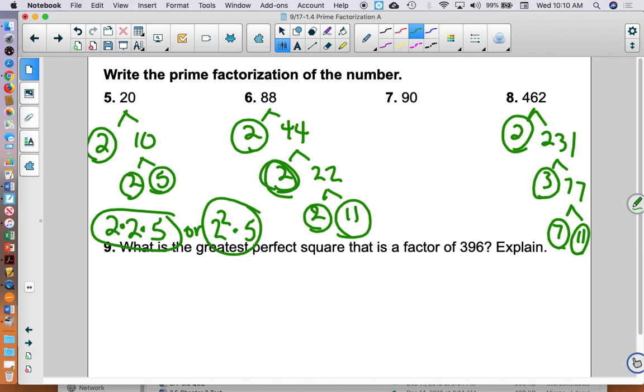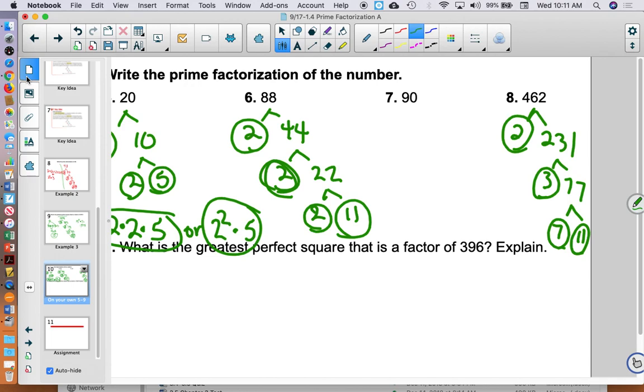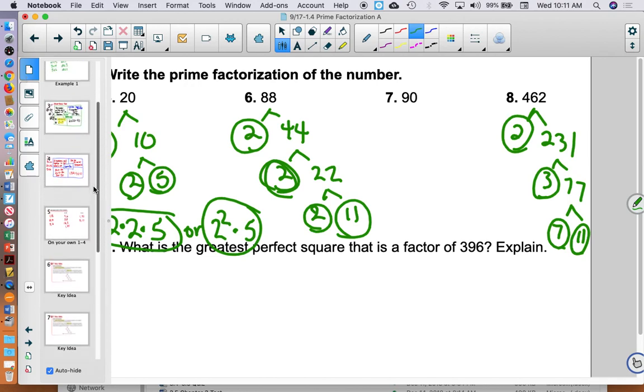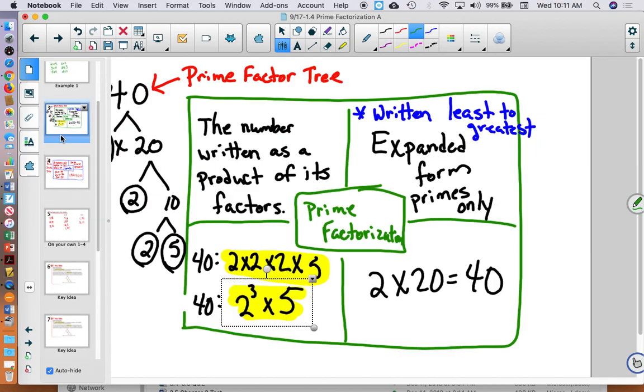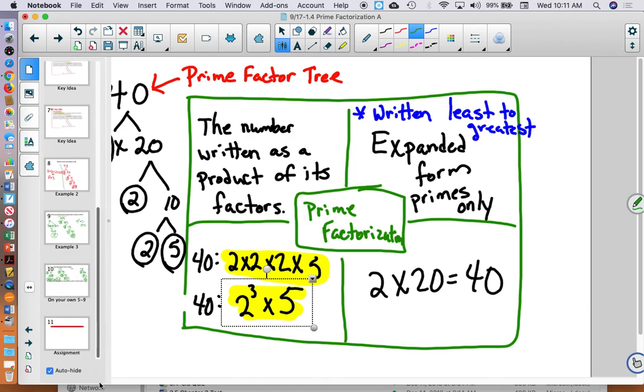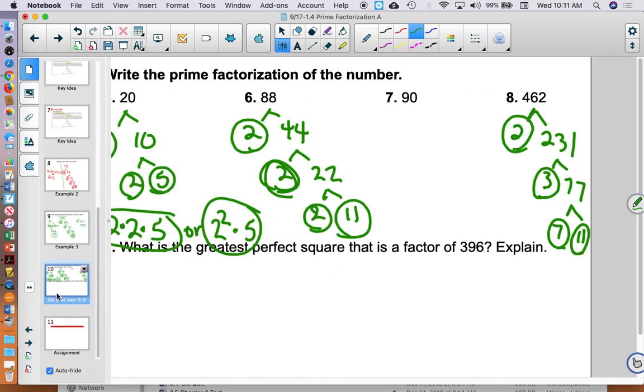Good. Remember, go back, I need to look at something, because I remember in the additional facts yesterday, what's the additional facts say? Least to greatest. Make sure that you wrote it from least to greatest. That's that additional fact.